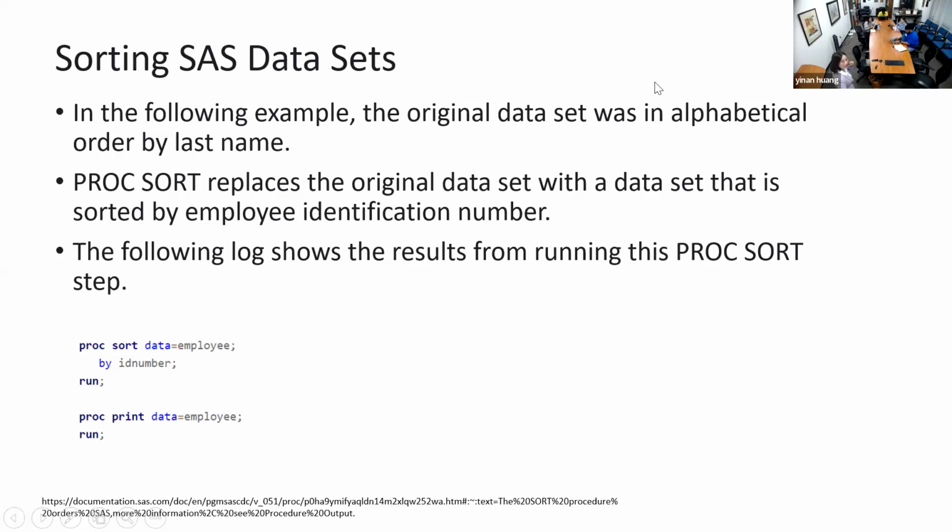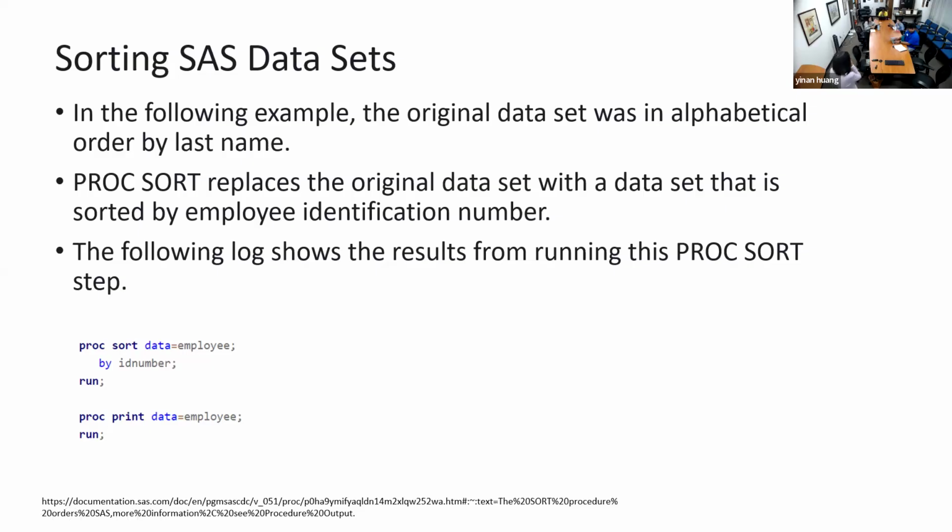So in this example, the original data set was in alphabetic order by last name. The proc sort replaced the original data set because there's no out statement. So the newly sorted data will replace the original data set with a data set that is sorted by the employee's ID number. We will get to know sorting later through this link.